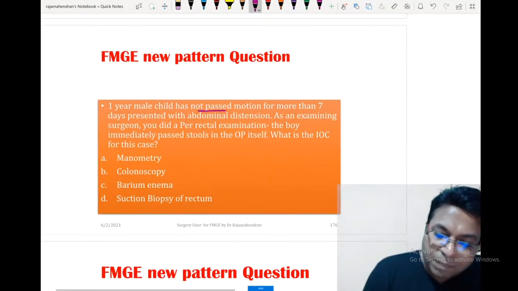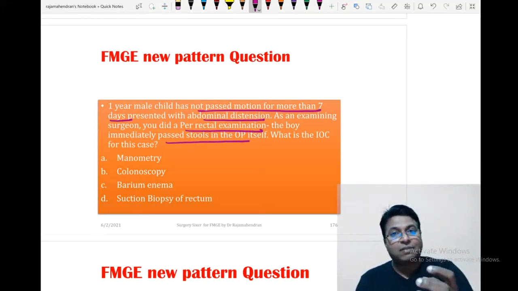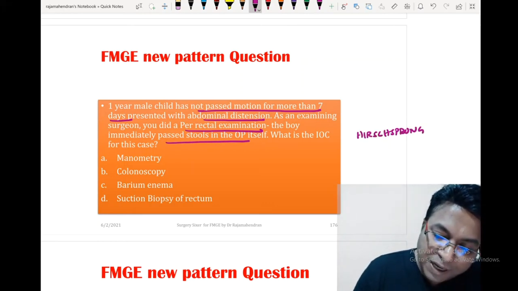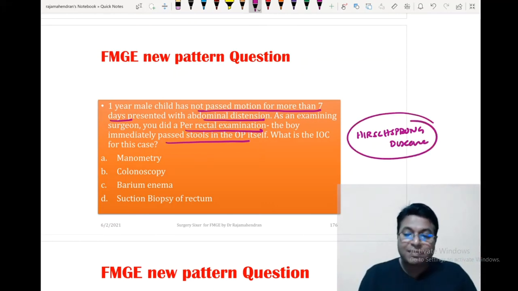A 1-year-old male child has not passed motion for more than 7 days, presented with abdominal distension, and you are doing a per rectal examination. Immediately the baby passes stool in the OPD itself. This is a classical finding of one disease known as Hirschsprung disease. When you do a per rectal examination, you are dilating the rectum and immediately the baby will pass motion.